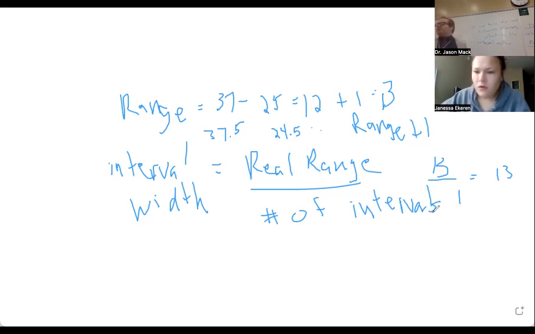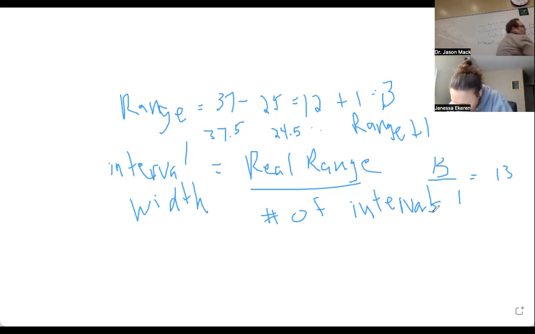So 30 minus 12, that is the range. That's 18. Then you add 1 to get the real range, which is 19, and you plug it in here and divide it by 1 because they only gave you one interval. That's how you know. With more than one interval, it's going to change, but we could do that. Interval is the width between two numbers, right? Mhm.